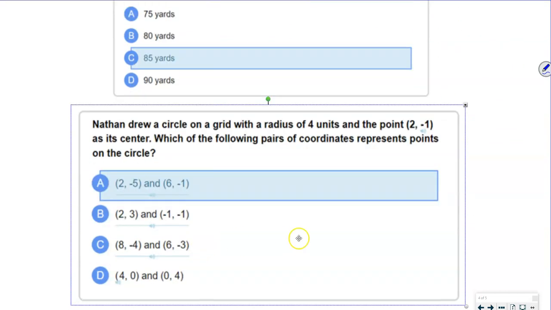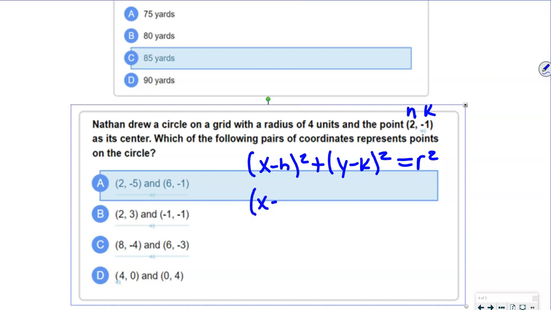All right, then it says Nathan drew a circle on a grid with a radius of 4 units and a point (2, -1) as its center. So that means this is our h and this is our k, and we're going to use our equation (x - h)² + (y - k)² = r², right? It's asking which of the following pairs of coordinates represents points on the circle, okay? So we're going to do (x - 2)² + (y + 1)² = 4², which is 16. So all we have to do here is test these points, right?